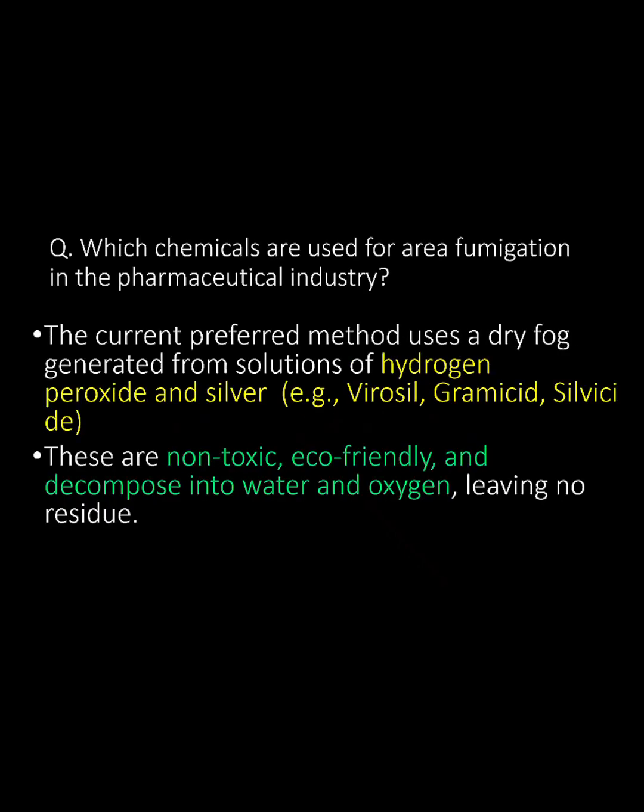Which chemicals are used for area fumigation in the pharmaceutical industry? The current preferred methods use a dry fog generated from solutions of hydrogen peroxide and silver. For example, Virusil, Bramisil and Silvicil. These are non-toxic, eco-friendly and decompose into water and oxygen, leaving no residue.